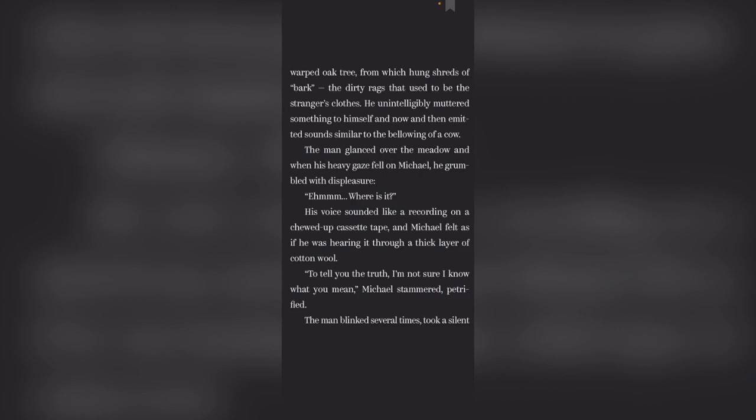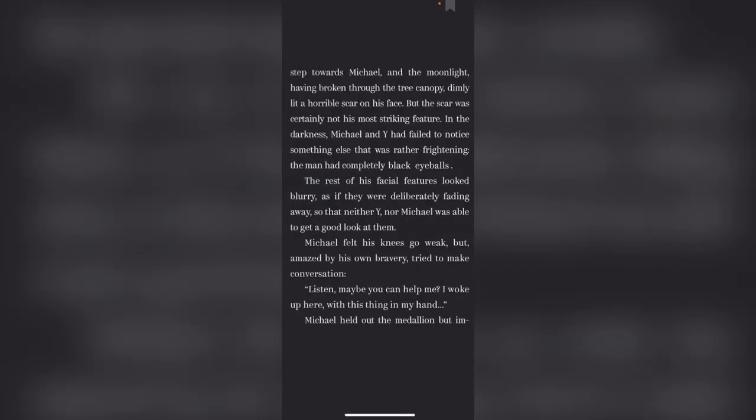cassette tape. Michael felt as if he was hearing it through a thick layer of cotton. "To tell you the truth, I'm not sure I know what you mean," Michael stammered, petrified. The man blinked several times, took a silent step towards Michael. The moonlight, having broke through the tree canopy, dimly lit a horrible scar on his face. The scar was certainly not his most striking feature.